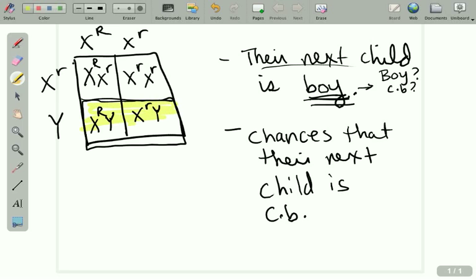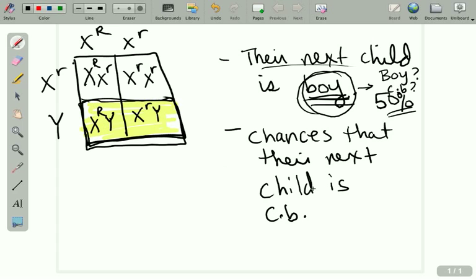If I'm looking only at the boys, what are the chances that they'll have a boy that's colorblind? The chances are not 25%. If I'm looking at these two, the chances are 50%. They have a 50-50 chance that this boy is going to be colorblind, because we're only looking at these two.